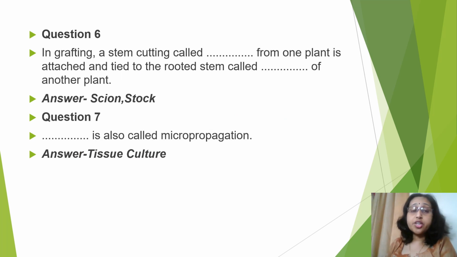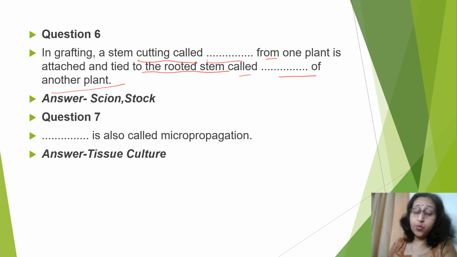Now here comes question number 6: in grafting, a stem cutting called dash from one plant is attached and tied to the rooted stem called dash of another plant. Okay, when we did grafting, we did it with the diagram itself.